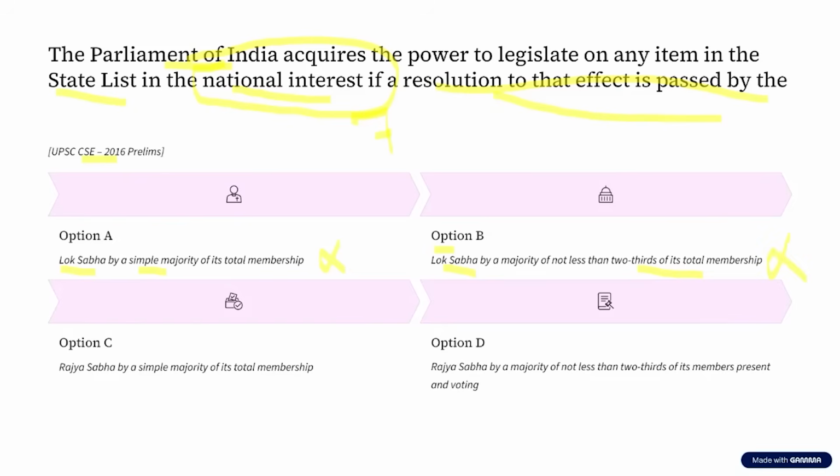Now come to option C. Option C also says Rajya Sabha. Underline it. Option D also says Rajya Sabha. But there is a difference in the majority that is required. In option C, they are telling through simple majority.